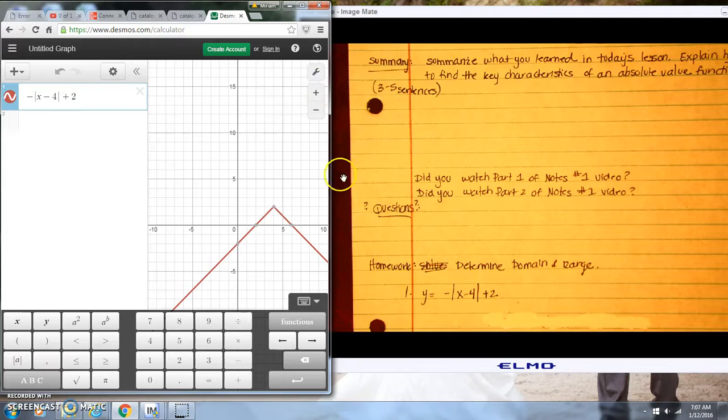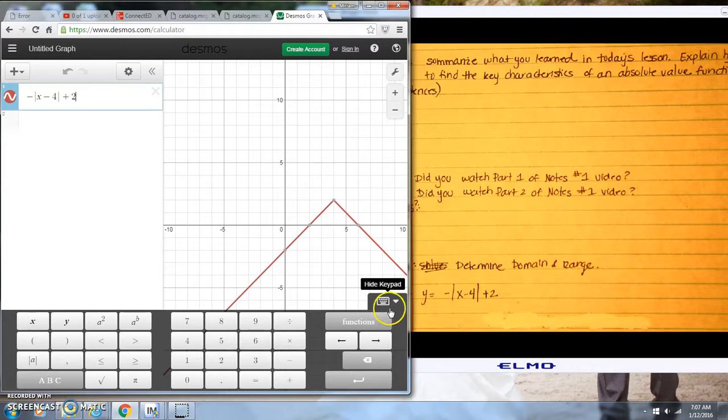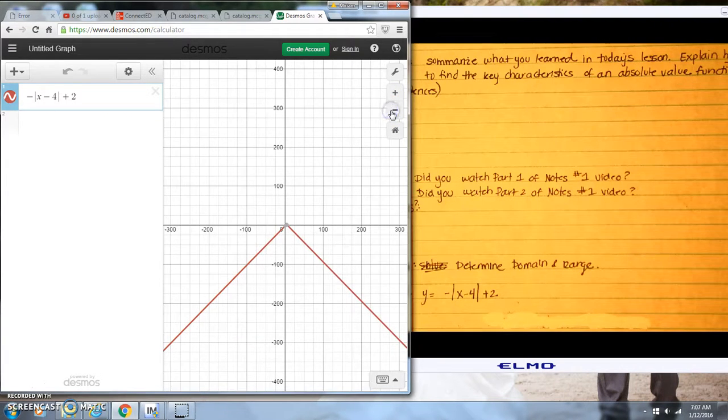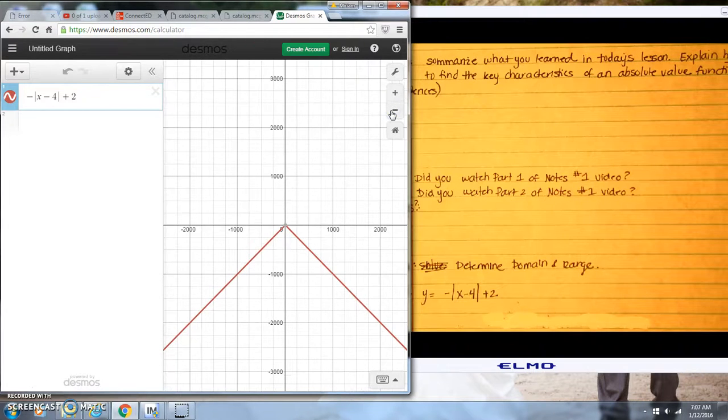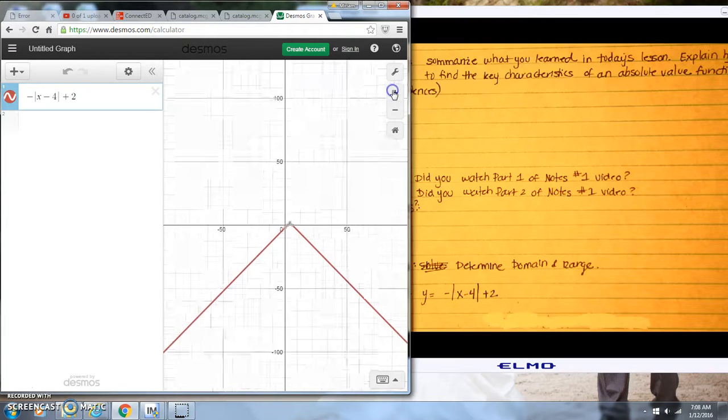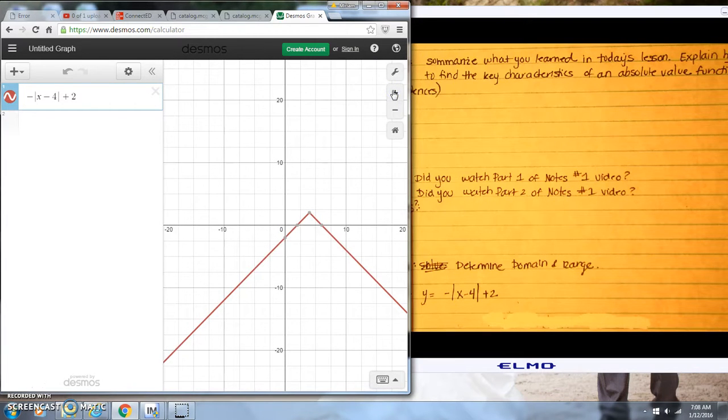How would you tell me, what would you say is the domain for this function? If you notice, the more I zoom out, my function keeps going forever to the left and forever to the right. So that means my domain, or my possible x values, are going to be negative infinity to positive infinity. And then my range is dependent on my vertex. My vertex is at 4, 2. So my y-coordinate of my vertex is 2. It's going from 2 and it's pointing down, so it's concave down.